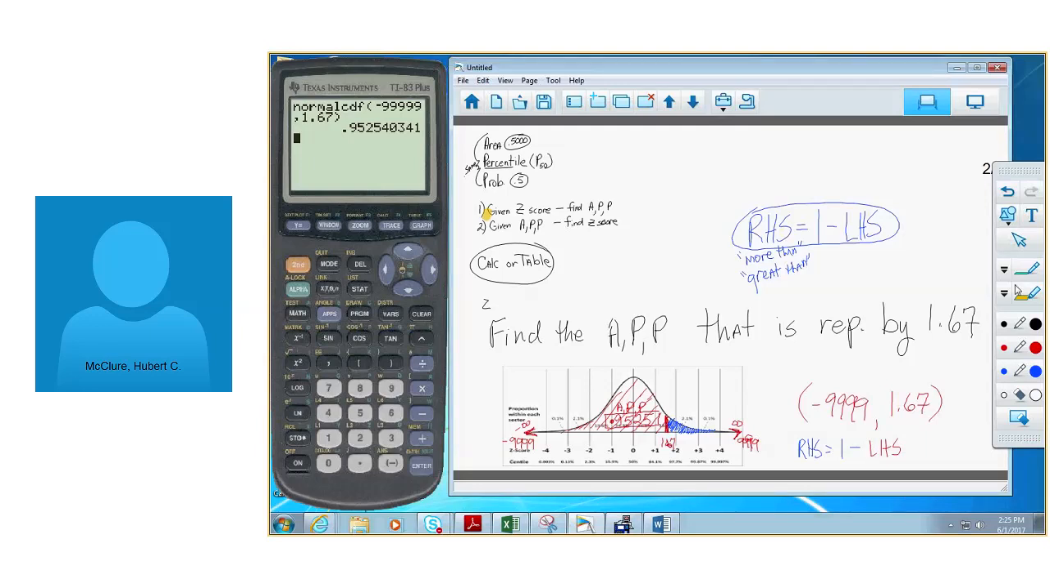That's going to be 1 minus 0.9525, which is equal to 0.0475. That's called the complement. The complement is what makes up the whole. If I take a pie and I take a piece out of that pie, the complement of the piece is the rest of the pie. The complement to the rest of the pie is the piece. Makes up the whole.